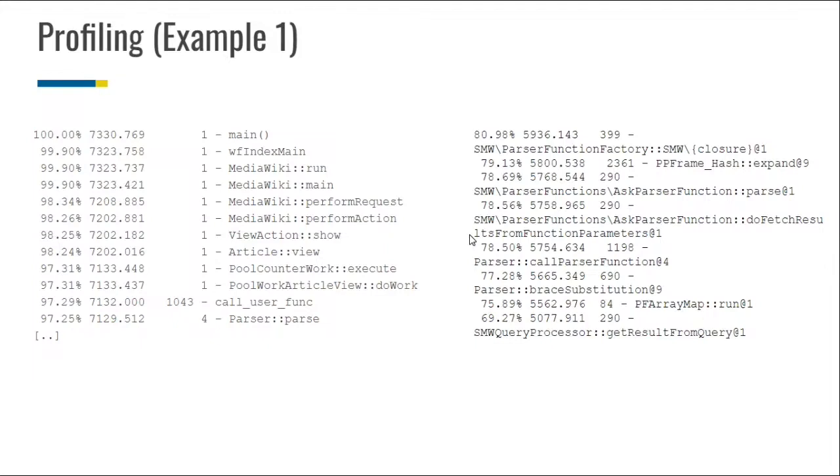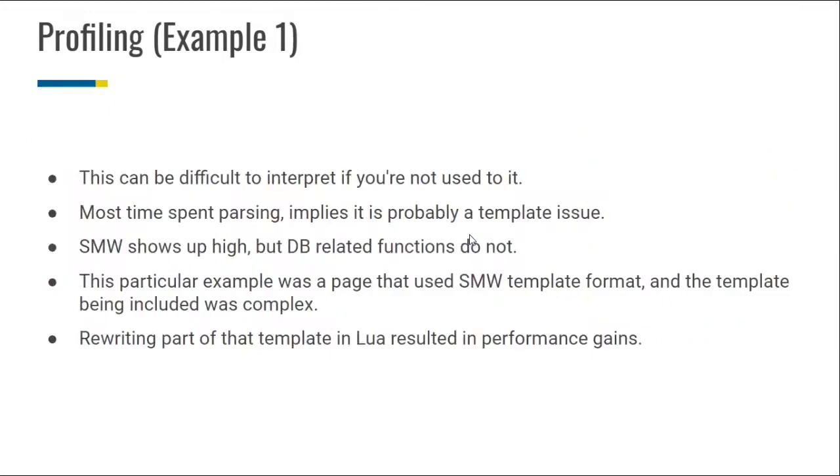In this particular example, it's an SMW template that does a query and uses the template format parameter to call a template for each item returned in the query. And that template was a very complex template. So this example turns out to be a complicated template. This was a real example, and we optimized the template, and it significantly reduced the time the page took to load, because that was the key. Basically our optimization was rewriting it in Lua, but not really changing much about the logic or how it works.